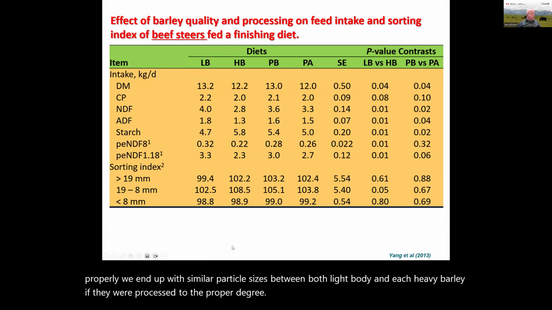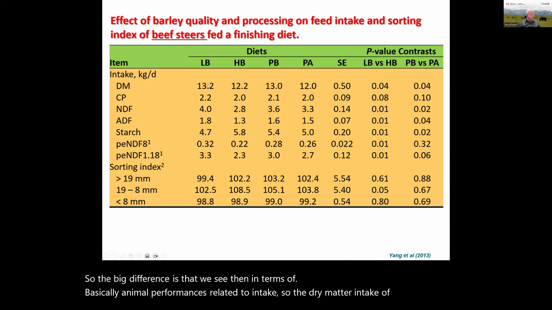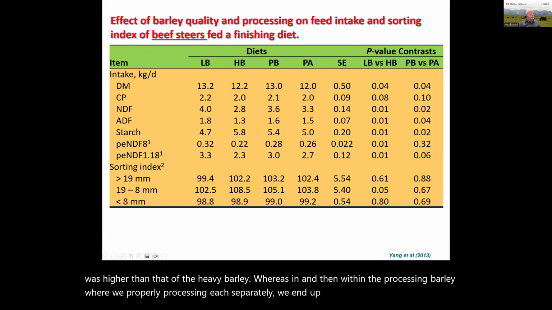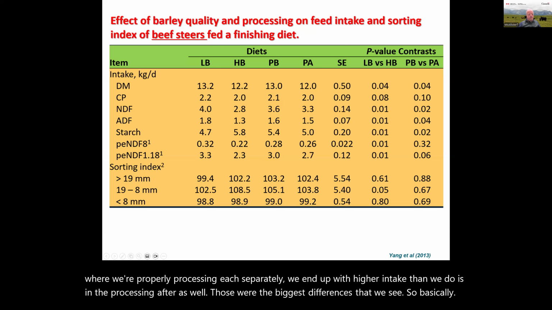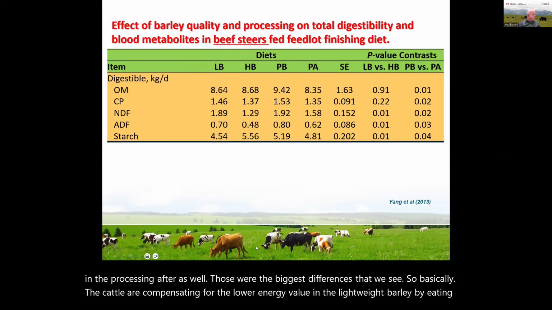So the big differences that we see then in terms of basically animal performance is related to intake. So the dry matter intake of the light barley was higher than that of the heavy barley. And then within the processing barley, where we're properly processing each separately, we end up with higher intake than we do in the processing after as well. Those were the biggest differences that we see. So basically, the cattle are compensating for the lower energy value in the lightweight barley by eating more feed themselves.